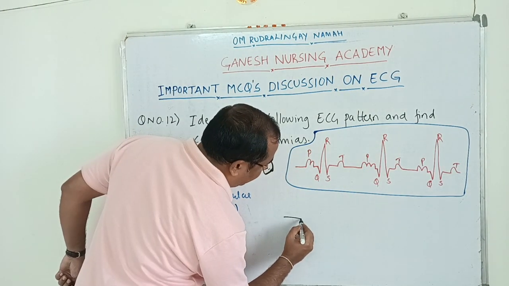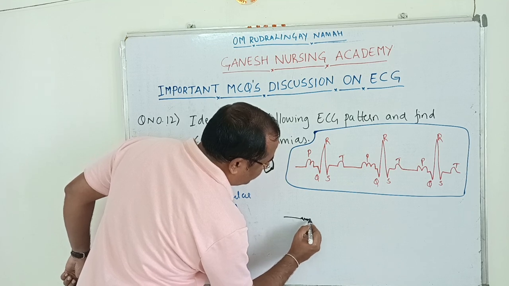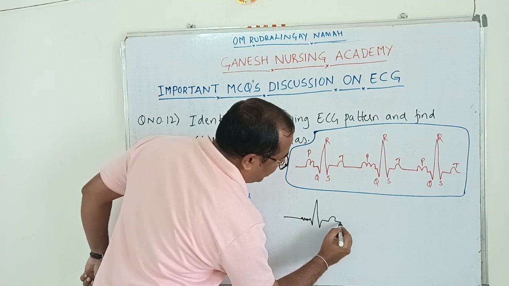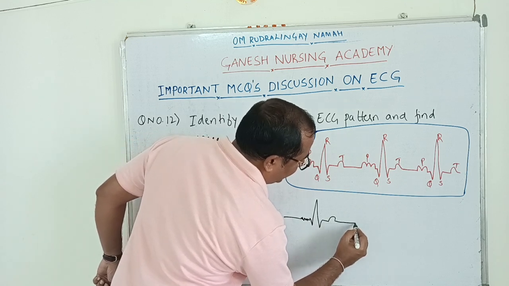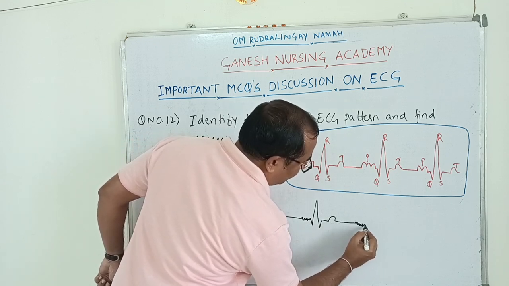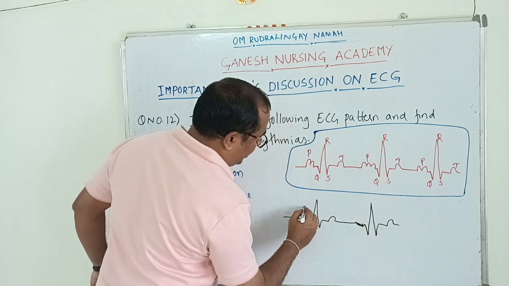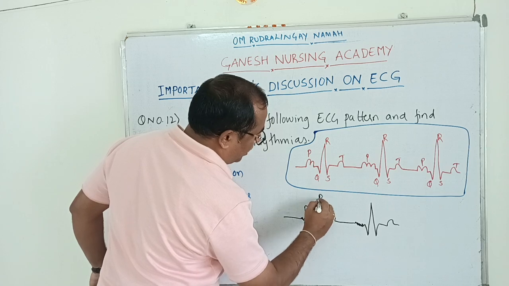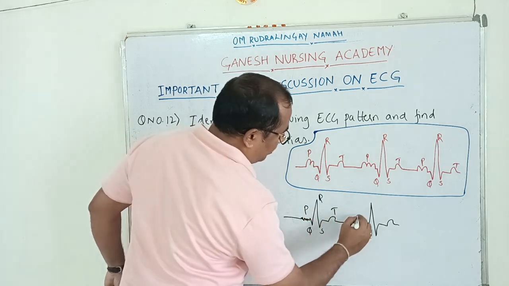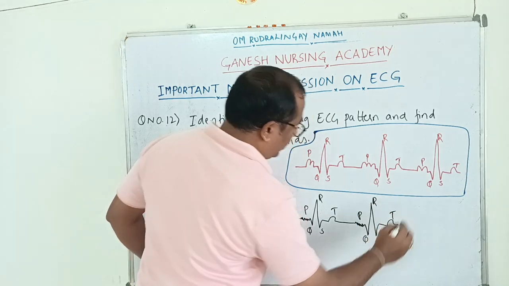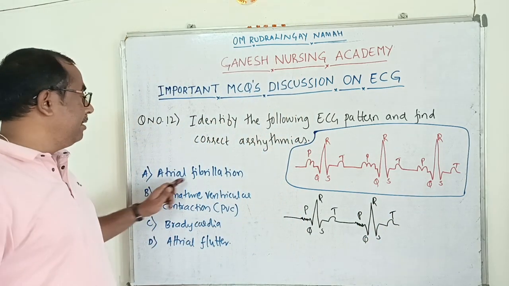See here, instead of P wave there will be irregular waves, and there will be QRS complex and T wave. Again, instead of P wave there will be irregular waves, then there will be QRS complex and T wave. Okay, so this is P Q R S T, P Q R S T. So this is the pattern we can see in the case of atrial fibrillation.